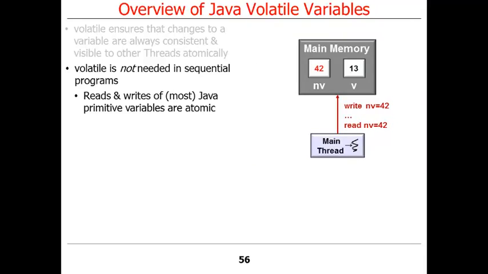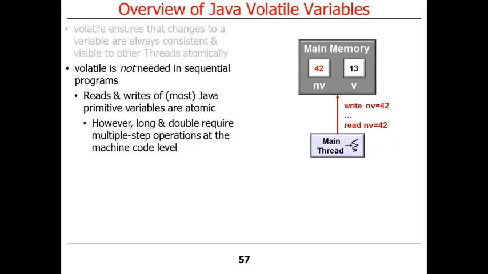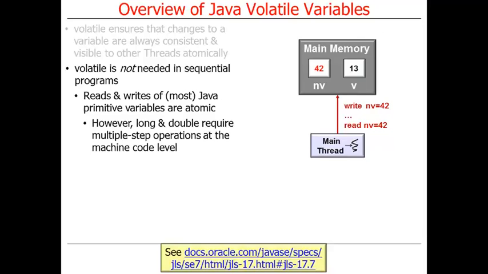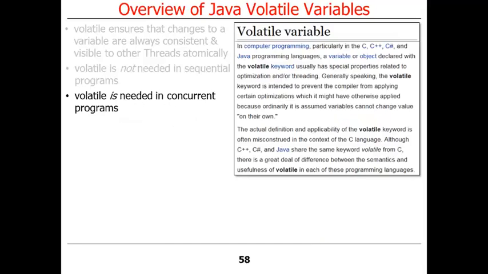Reads and writes of most Java primitive variables are atomic. So if you have something like an int or a character and you read and write to it, those operations are atomic. And it's really things that are on 4-byte boundaries that are done atomically. However, longs and doubles, which are typically 8 bytes, require multi-step operations. At the Java bytecode level, those are multiple operations because they span the 4-byte boundary of ints and characters and shorts and so on. And so we'll take a look at some examples to illustrate how all this stuff is going to work.